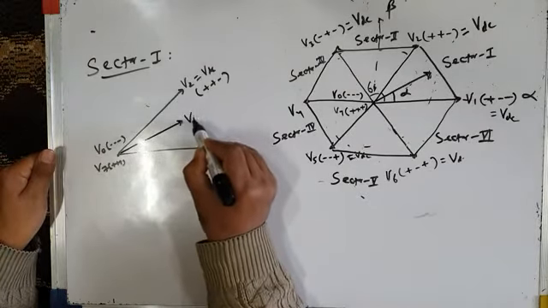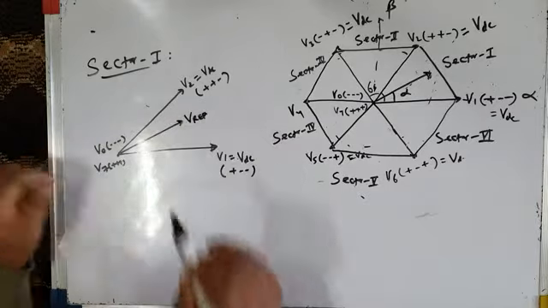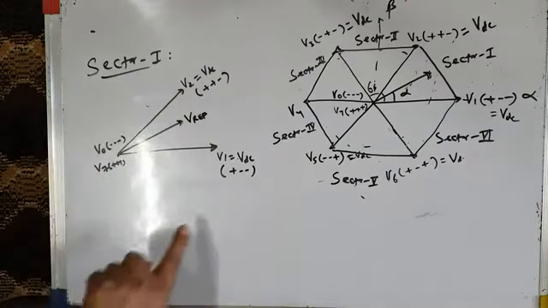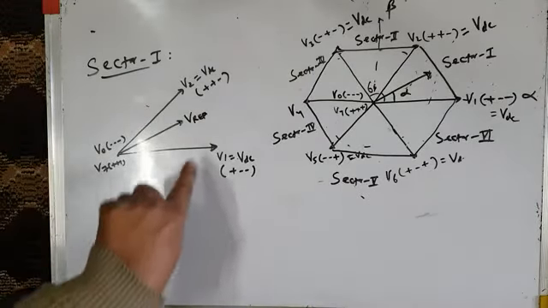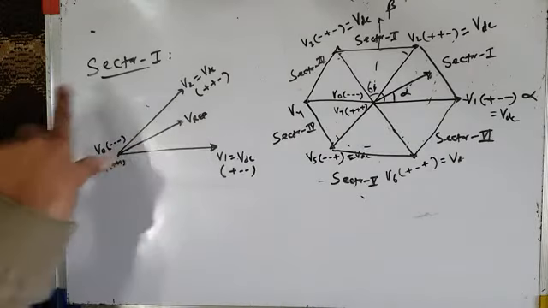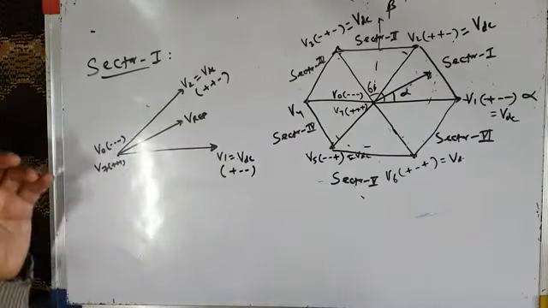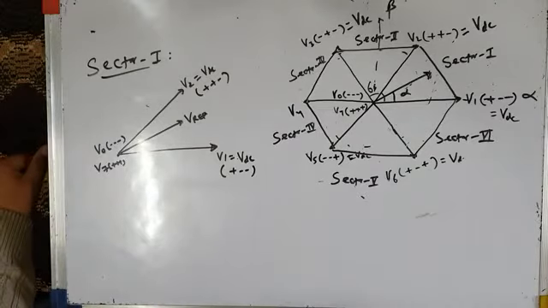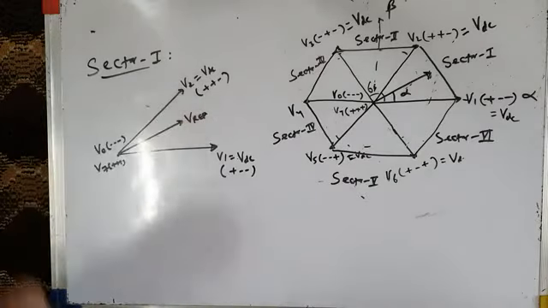This is my V reference, a rotating reference vector, which is rotating along a circular path in the counterclockwise direction, and which basically represents a set of three-phase sinusoidal voltages. How can I generate a rotating reference vector?